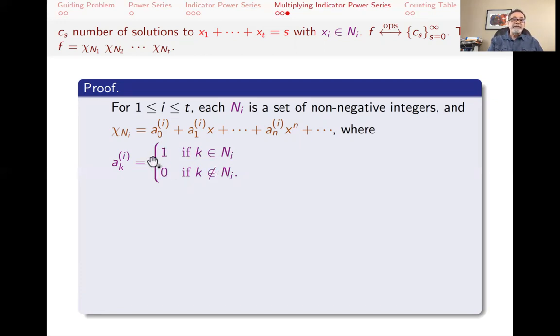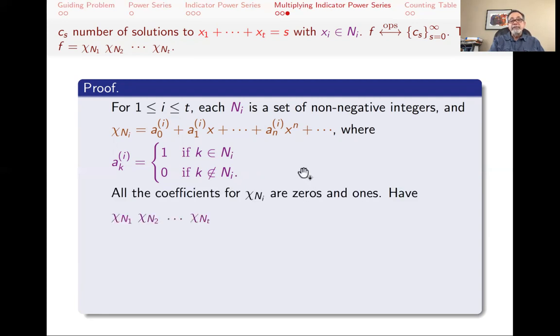So if you plug these in, you will get the same indicator power series that we had before. We have a bunch of 1s and 0s. Zeros just go away. For the ones that are 1, the exponents are exactly the terms in our sequence. And so this is exactly the same indicator power series as before. And now, when I multiply them, what do I get? Well, I will get the ordinary power series of something, d_s.